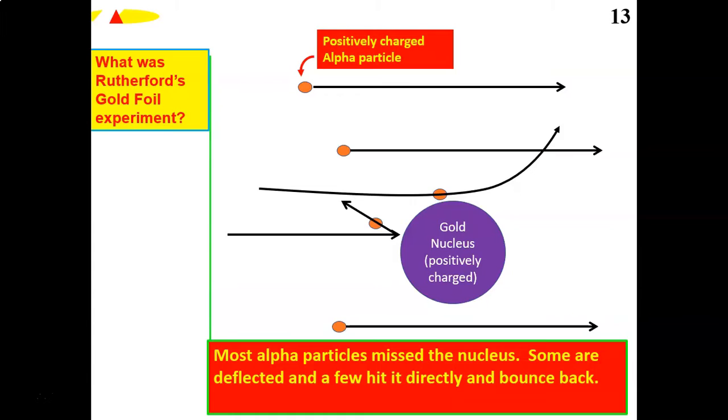So this is kind of a close-up. If you assume that purple image there is the gold nucleus, and the little brown pellets are the alpha particles, then most of them would just go right past the nucleus. Some of them that came close to the nucleus would be bent because they have a positive charge and they would be repelled by the positive charge in the nucleus, so they would kind of bend and curve. But occasionally, one in a few thousand would actually bounce straight back or pretty close to straight back. So most alpha particles miss the nucleus, some are deflected, and a few hit directly and bounce back.